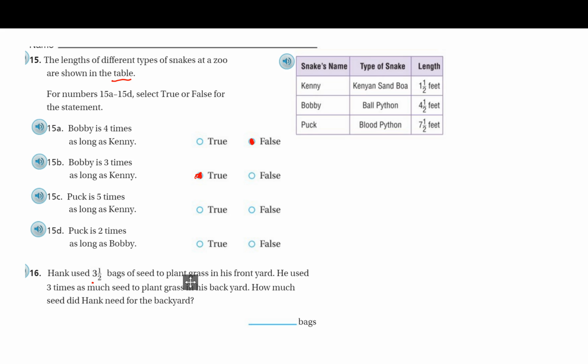So Puck is 5 times as long as Kenny. So we're going to take Kenny's length and times that by 5. Again, with multiplication, we can flip that if we want. I know most students feel more comfortable when they have the whole number first, but you don't have to do that. So we're checking to see if our answer to this multiplication problem is the length of Puck. If it is, then this statement is true. If it's not, then this statement is false.